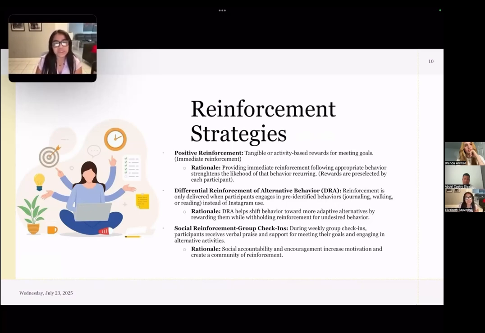The third one would be social reinforcement. Basically, this is part of our weekly check-ins. We do weekly groups, we check in, we give each other verbal praise, support, and advice on the best way to meet our goals and engage in alternative activities. By doing so, we are held accountable socially, encouraging motivation and creating a community of reinforcement.